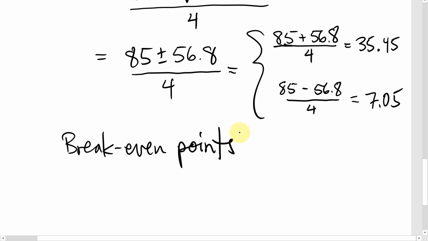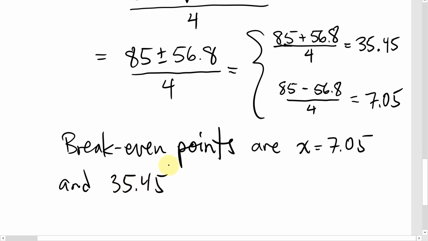It's possible that one of these could be negative, and then it wouldn't be a solution in the context of production levels. You could have a negative solution that you just discard. It was a solution algebraically to the mathematical model, but it doesn't have any practical meaning in the context. If one of those were negative, you just drop it. So both are positive in this case. So the break-even points are x equals 7.05 and 35.45. Now, that's the number of units produced and sold. So we might even just round that off to 7 units and 35 units.